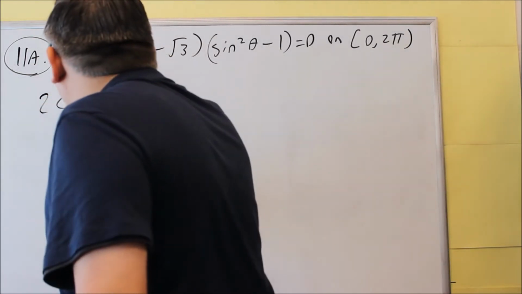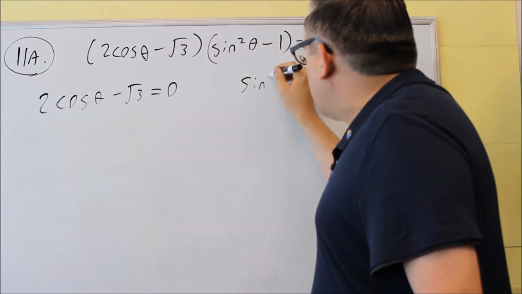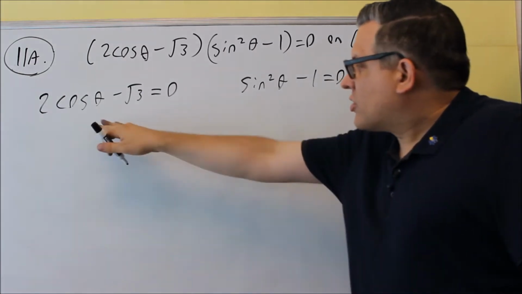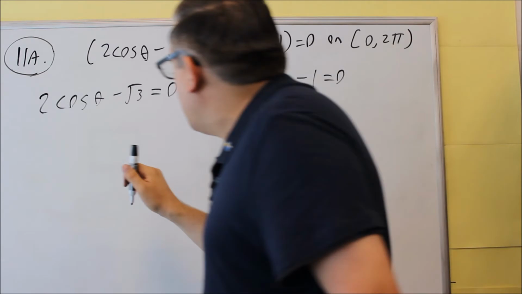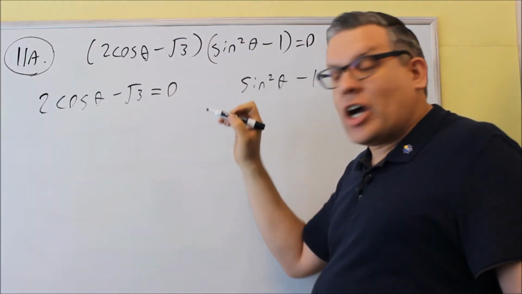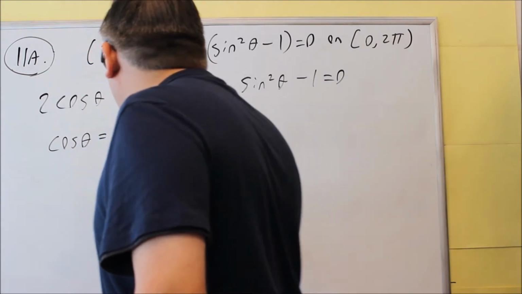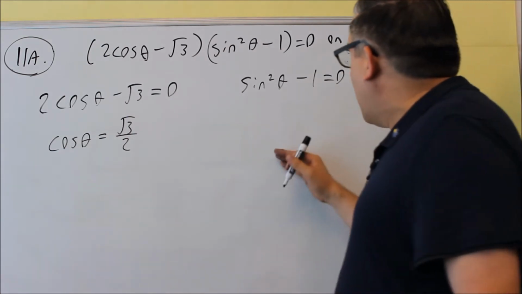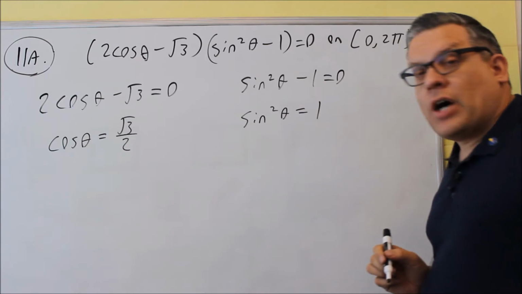Okay, so we're going to do 2 cosine theta minus square root of 3 equals 0. And then we're going to do 2 sine squared theta minus 1 equals 0. And then we're just going to solve each of these two individually. Okay, so first we'll do this one. When we solve for cosine, you're going to add square root of 3 and divide by 2. So cosine theta will equal positive square root of 3 over 2. This one here, you're going to add 1 to both sides. So sine squared is going to equal positive 1.